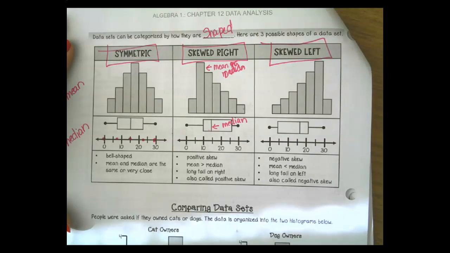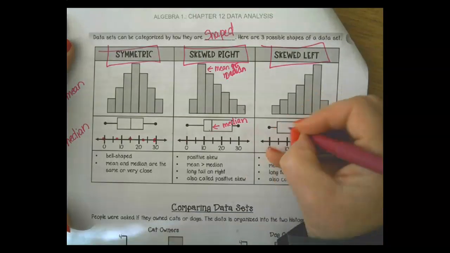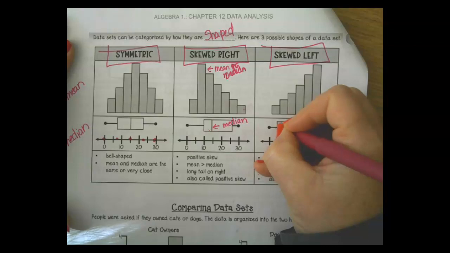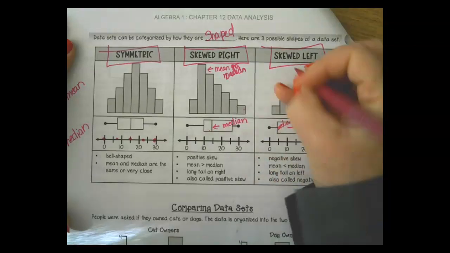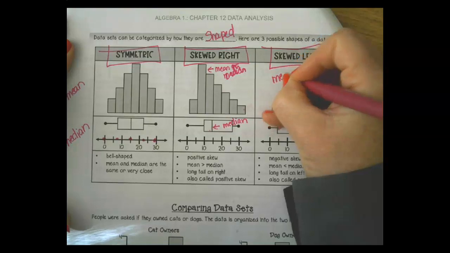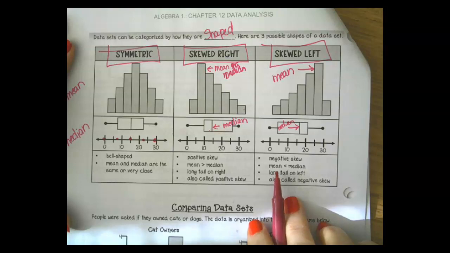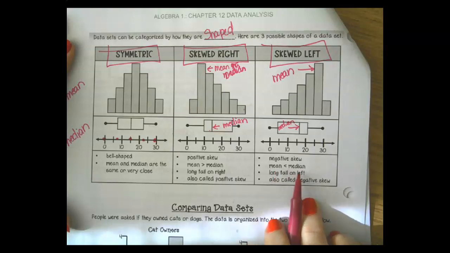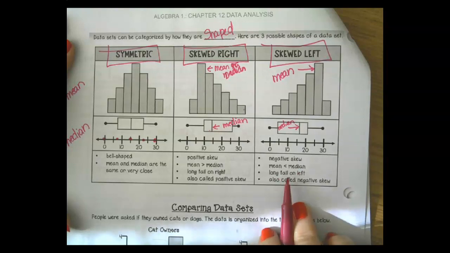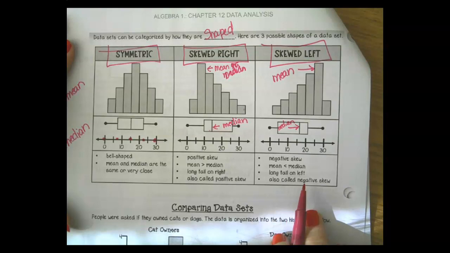If it's skewed to the left, it is called a negative skew. You can see this is the median here, and this is your mean. So your mean is less than your median. The long tail on the left is also called a negative skew.